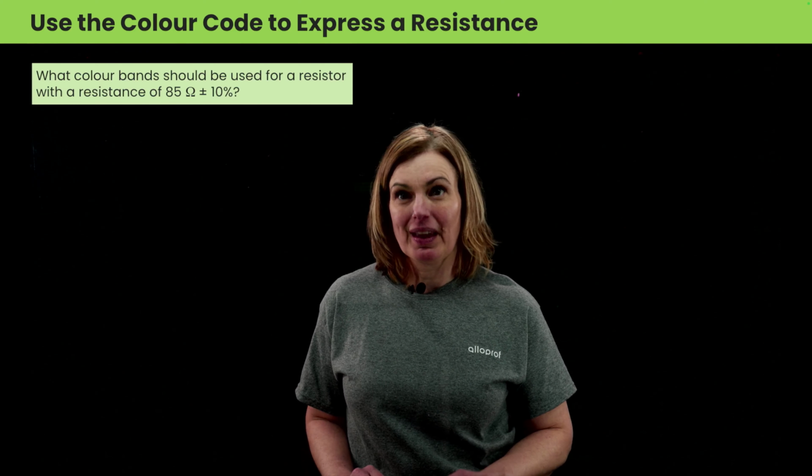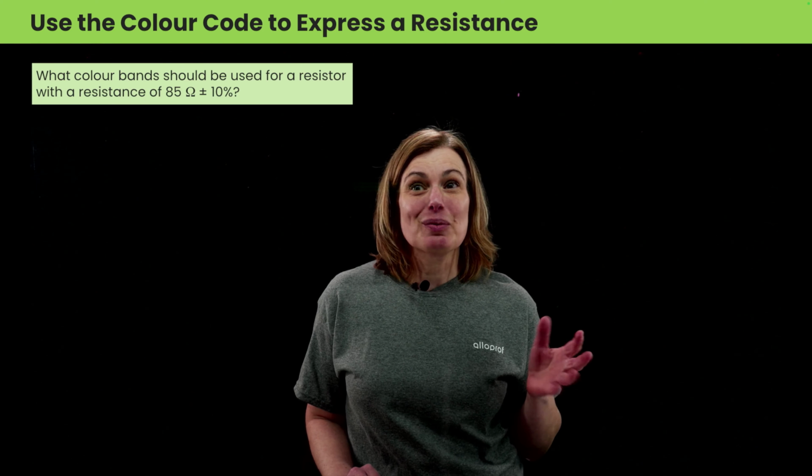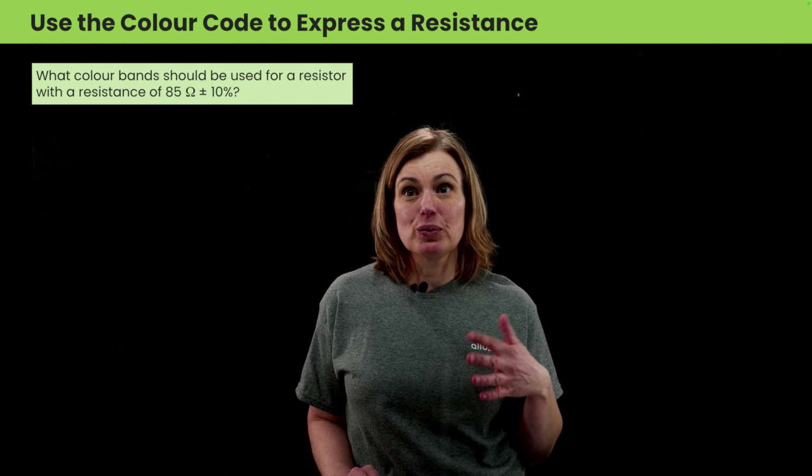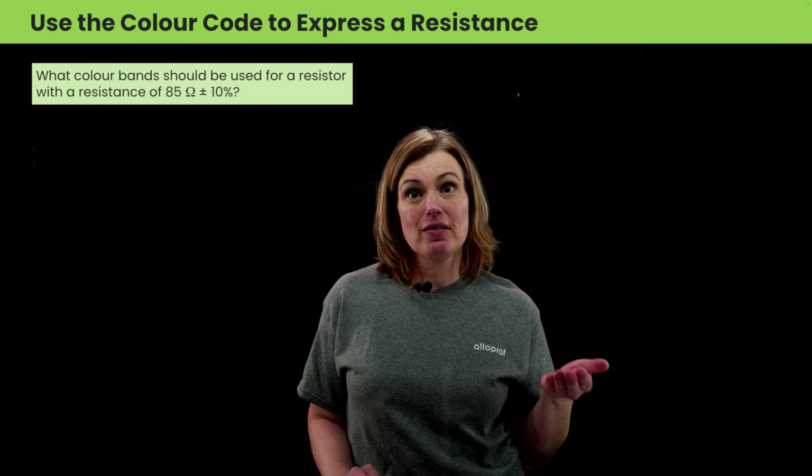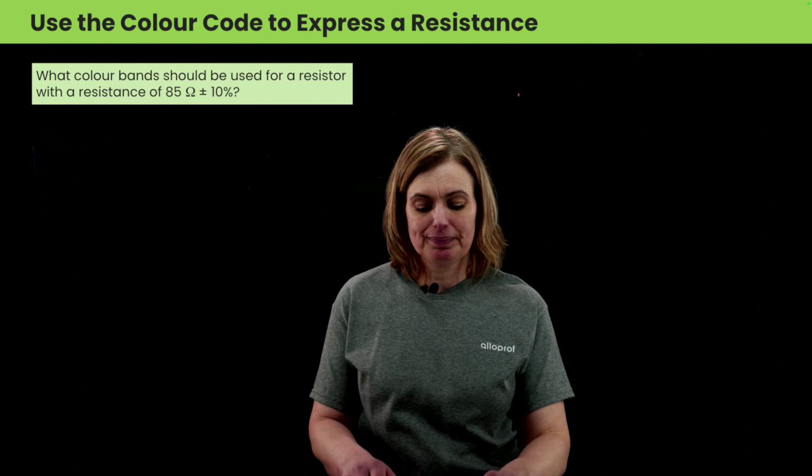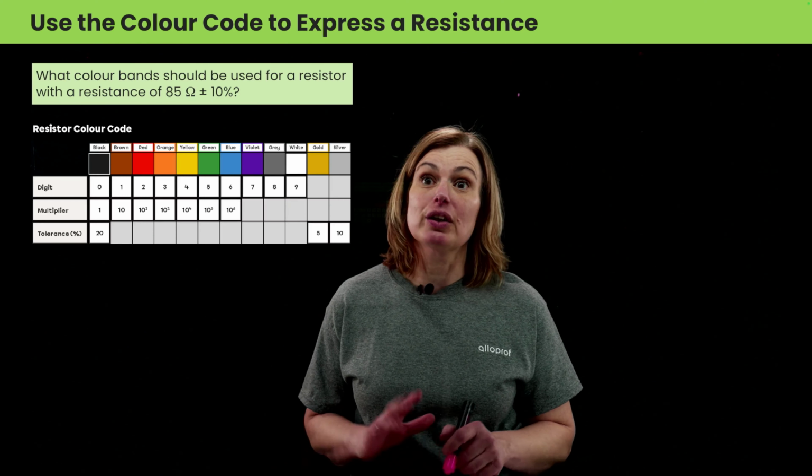Hi, and here's an example of how we use the color code to find the value of a resistor. The example we're going to take here is what color bands should be used for a resistor with a resistance of 85 ohms plus or minus 10%. The first thing I want to do is take a look at my color chart here.